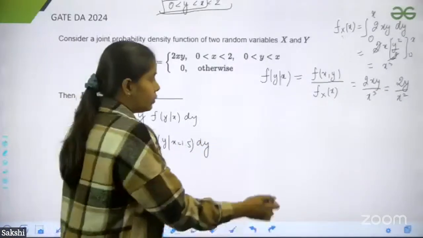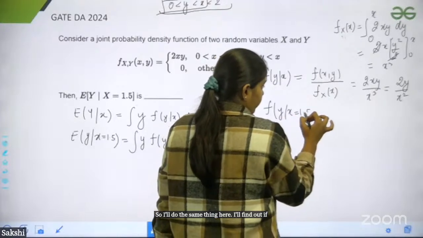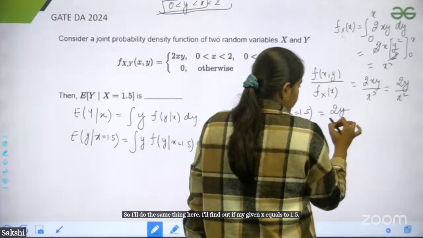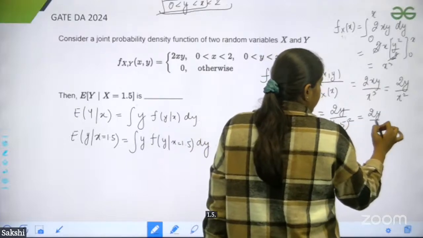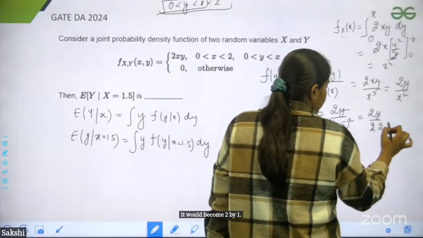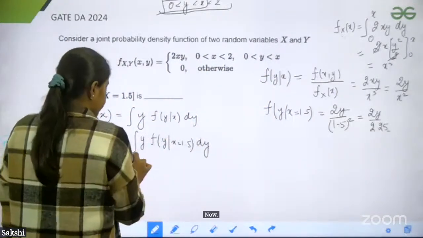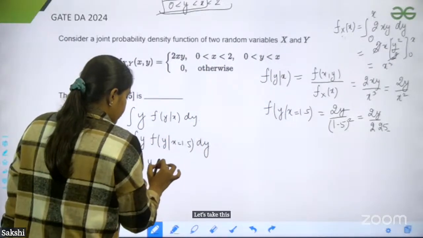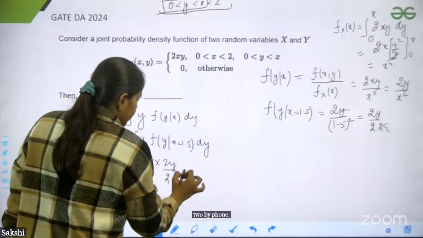right? So I'll do the same thing here. I'll find out fy given x equals 1.5. So I'll put the value 2y upon 1.5 square. So it would become 2y upon 2.25. So this is your fy given x. Now I'll take this function y into 2y upon 2.25 dy.